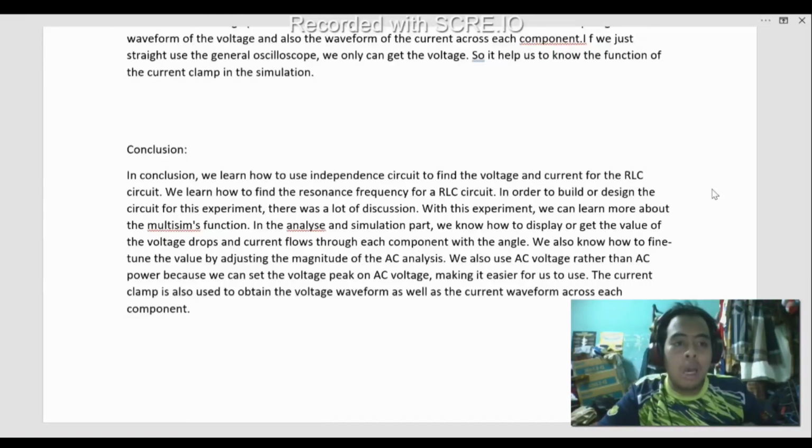We also know how to fine-tune the value by adjusting the magnitude of the AC analysis, and we use AC voltage rather than AC power because we can set the voltage peak on the AC voltage, making it easier for us to use. Also, the current clamp is used to obtain the voltage waveform as well as the current waveform across each component. Thank you.